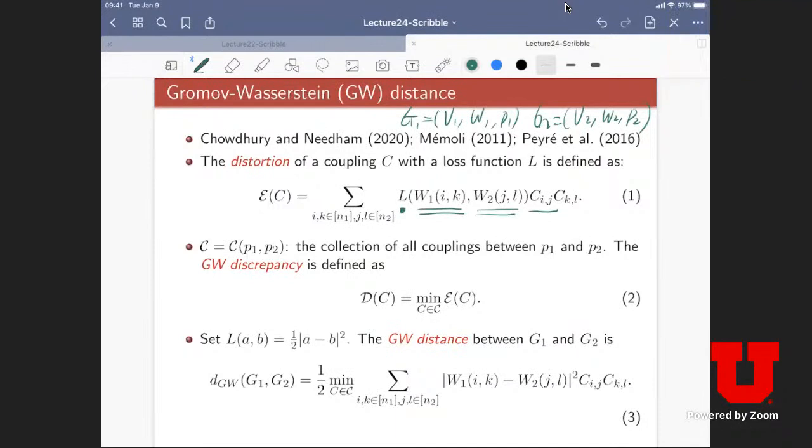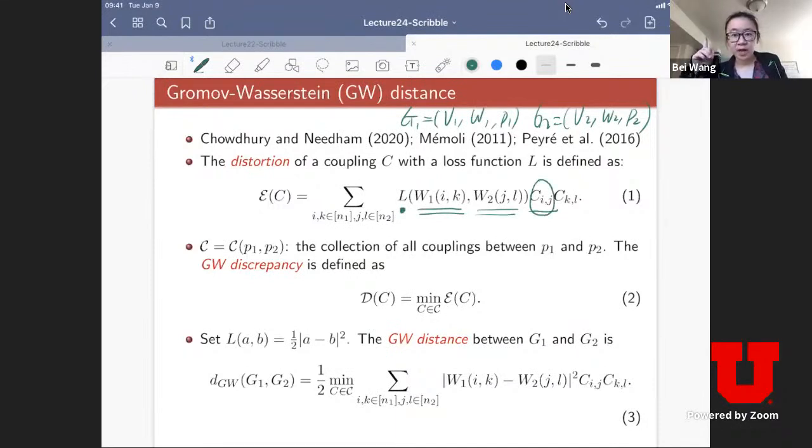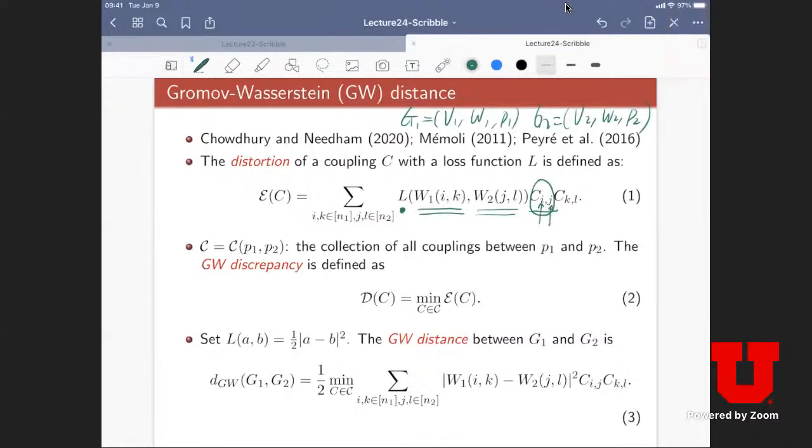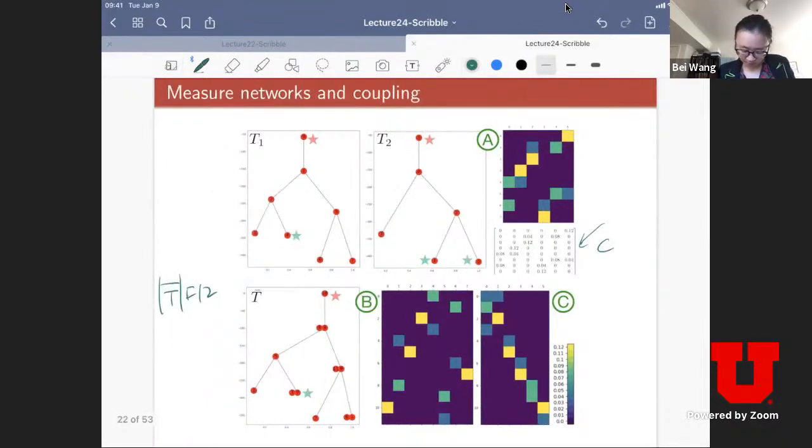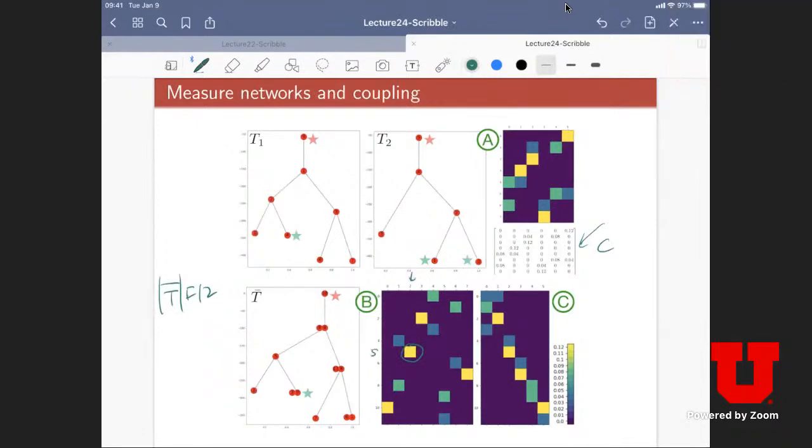So when I say this, if you look at what is Cij, right? Cij says a node i from the first graph is matched to a jth node of the second graph. Remember, C is a coupling matrix. If you look at this coupling matrix, it says node 5 from the first graph is mapped to node 2 of the second graph.